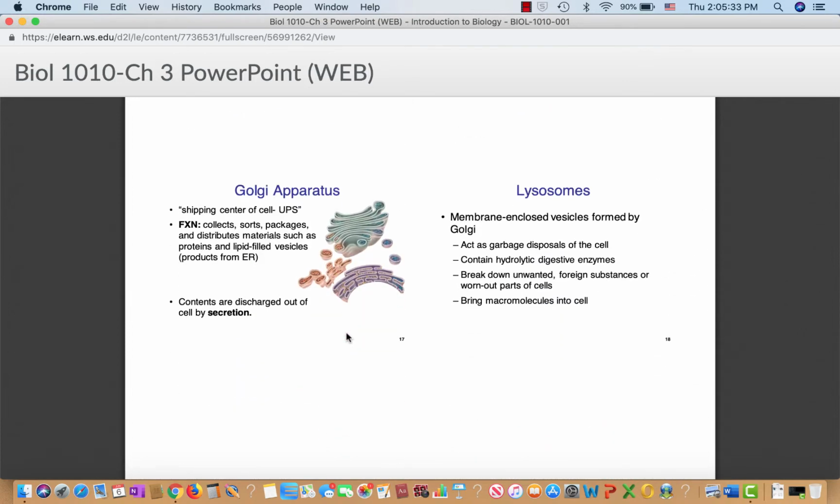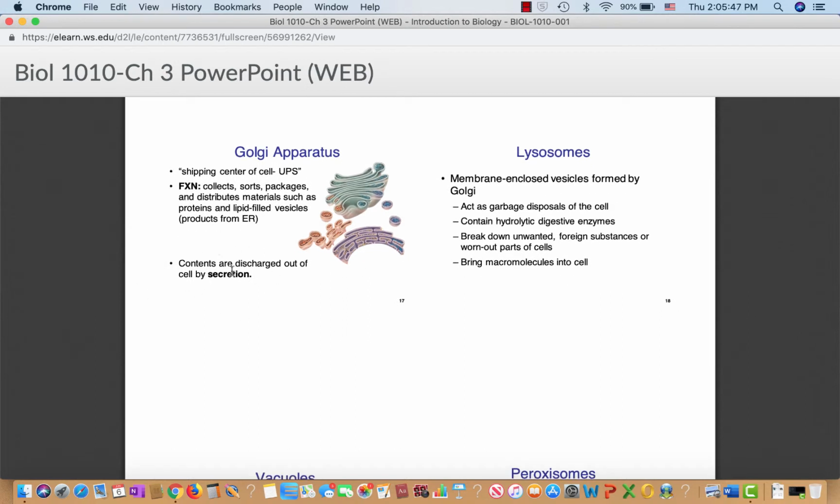Golgi apparatus is the shipping center. You collect, sort, package, and distribute materials throughout the cells, or send them outside the cell to be excreted into the body, if you're talking about a multicellular organism. But if you're talking unicellular, it's just shipping out the waste. Lysosomes are membrane-enclosed vesicles formed by the Golgi. They're essentially the garbage disposal. They contain hydrolytic digestive enzymes, and basically anything that's foreign or has broken down and doesn't work anymore, you send to a lysosome to be destroyed and, if possible, recycled.